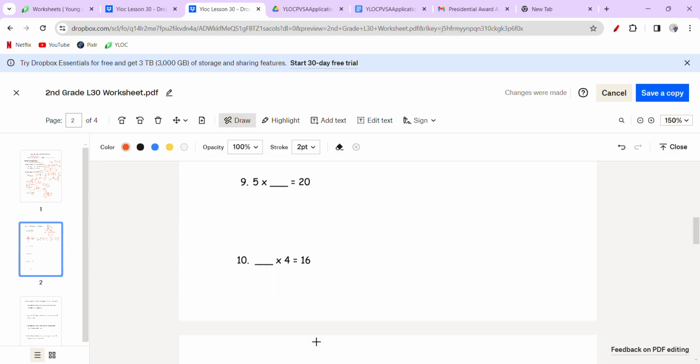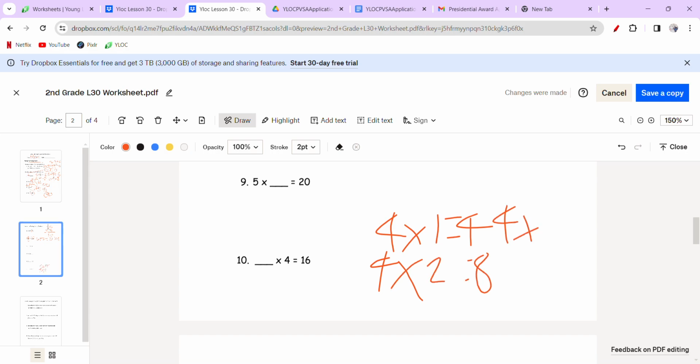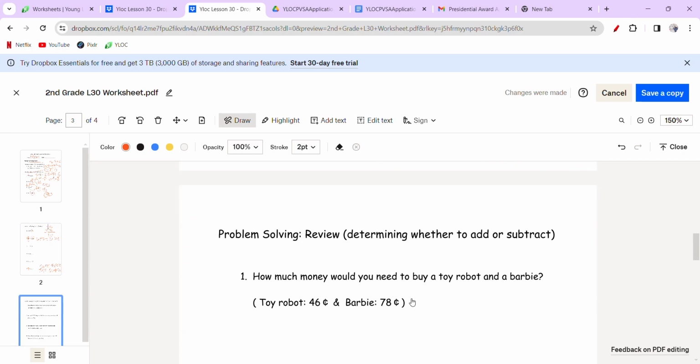Blank times 4 equals 16? You should have this memorized, but 4 times 1 is 4. 4 times 2 is 8. 4 times 3 equals 12. And 4 times 4 equals 16. So there you have your answer. It all comes down to memorization.